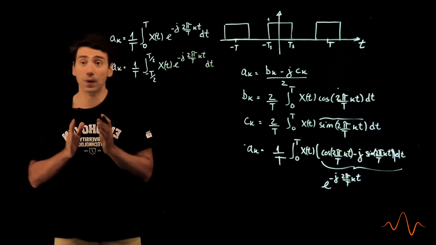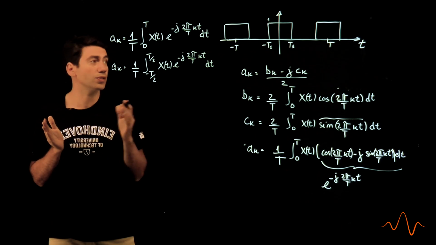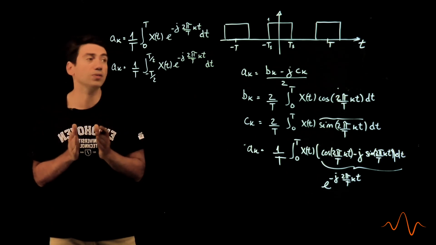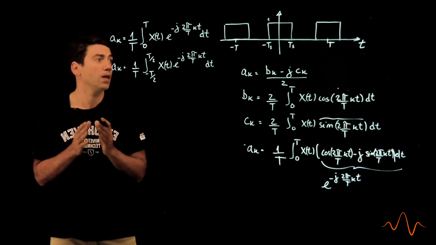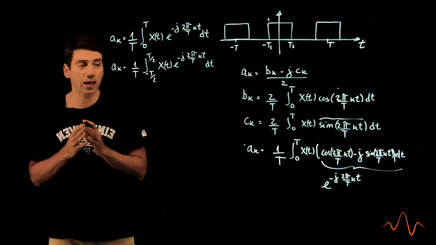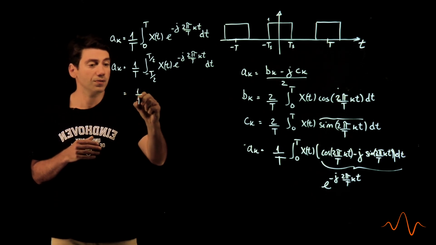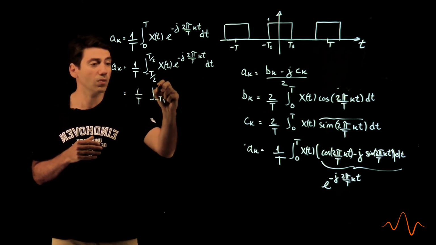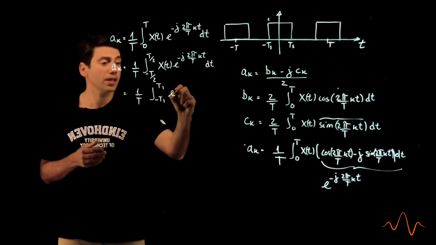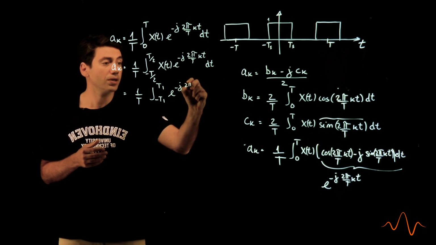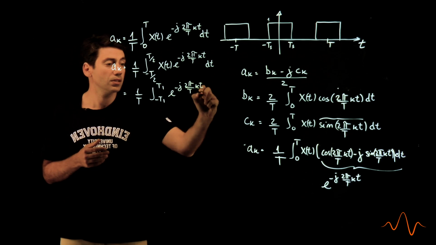Now the signal is 0 outside of the interval from minus capital T1 until capital T1, within the period from minus capital T over 2 until capital T over 2. So I can replace these limits of integration by these ones here, from minus capital T1 until capital T1 of x(t), which is 1 in this interval, times exponential of minus j 2 pi over capital T k t dt.